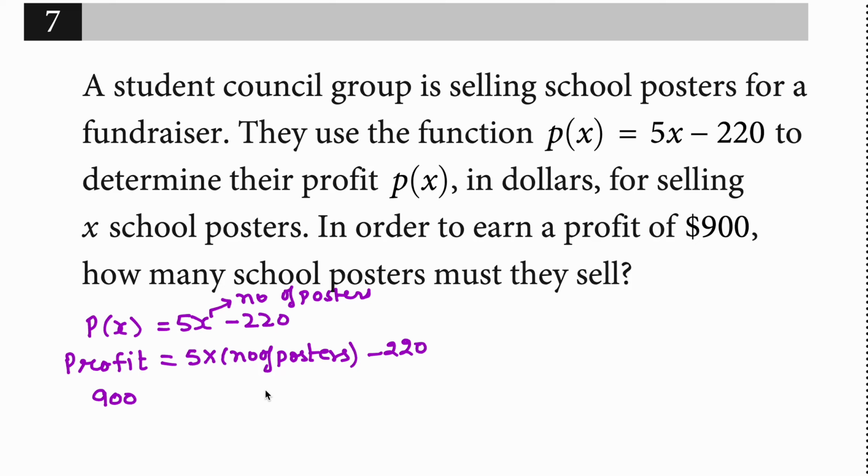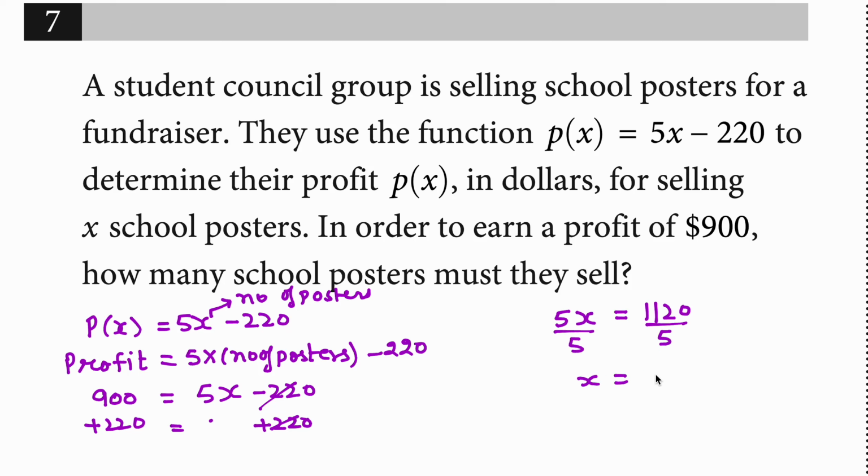minus 220. Okay, what is needed? How many school posters must they sell? So that means x is asked. Okay, let's solve it. First, we will add 220 on both sides. This cancels. Now I am doing it here. So 900 plus 220 is 1120. Dividing by 5 on both sides, x is equal to 224. So that means if they need to earn a profit of $900, they have to sell 224 posters.